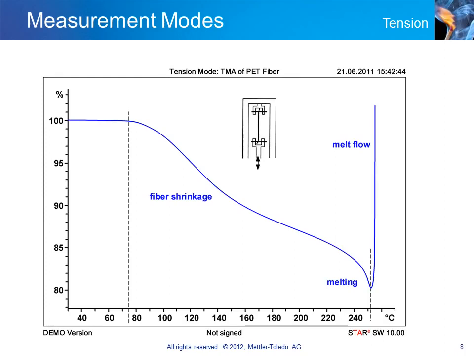The rate of shrinkage increases as the melting temperature is approached. The minimum length is reached at about 255 degrees. Afterward, the viscosity of the sample decreases dramatically and the sample starts to flow.